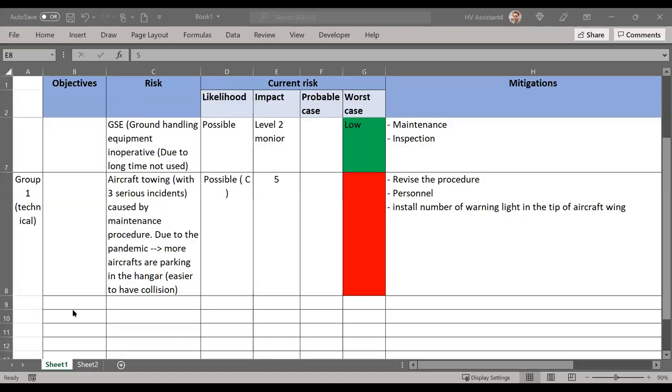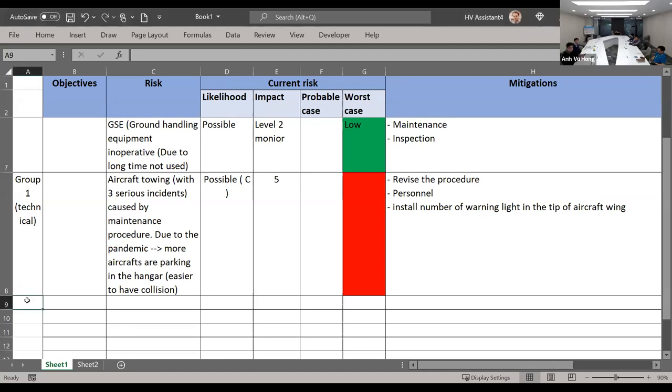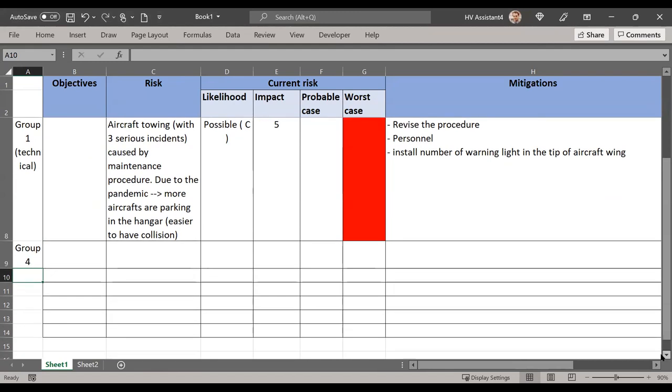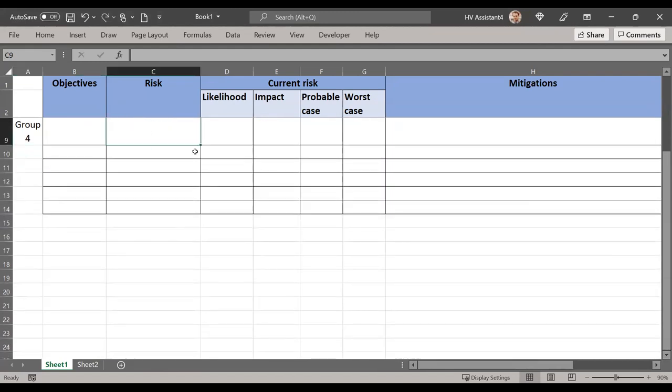Four. Okay. Good afternoon, the teacher and everybody. I would like to talk about this on my group's behalf, group four, yes, group four.